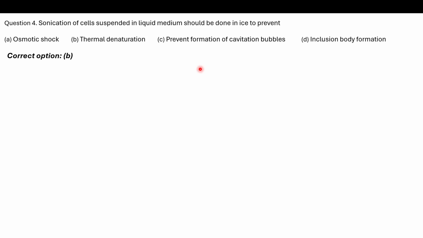Like we saw that the probe is inside the container, the beaker, right, having the cell suspension, but that beaker is again placed inside ice. Okay, and that's how sonication is done.